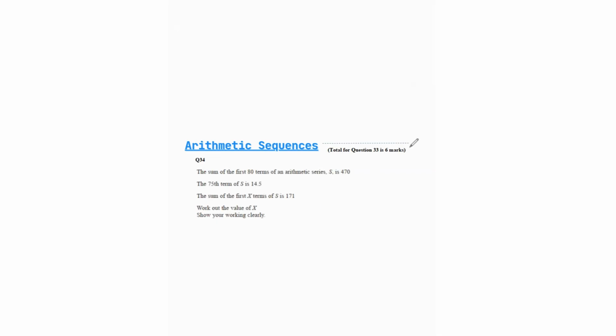So what we're going to do is use this and this to create two different equations in terms of a and d, and then use that to find their values, and then further use that to find the value of x. So the sum of n terms is Sn equals n over 2 times 2a plus n minus 1 times d. S80 equals 80 over 2 times 2a plus 80 minus 1 times d, which is 470 equals 40 times 2a plus 79d.